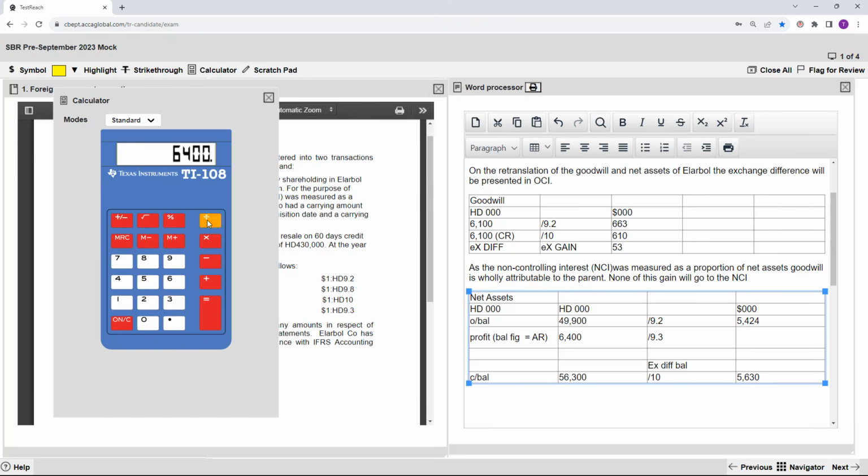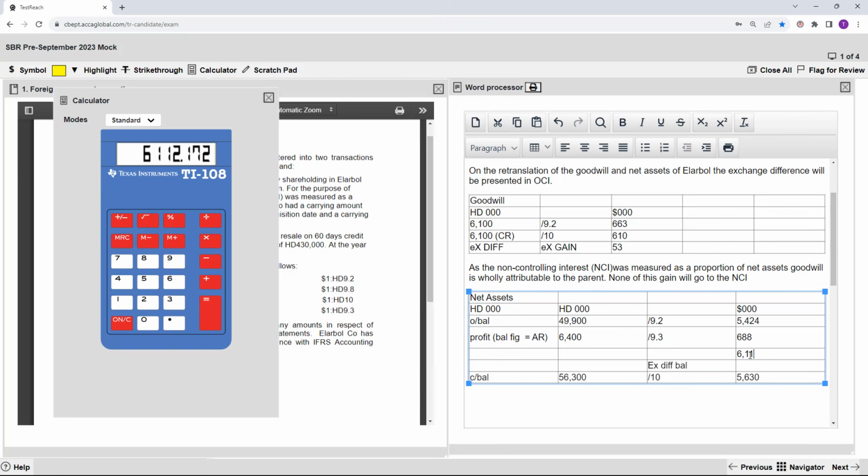6,400. We're dividing that by the average rate, which is 9.3. And therefore, that's giving us a figure of 688. So the profit for the year goes through at 688. And therefore, if we add that to the opening balance of 5,424, you should be arriving at the figure that we had expected.